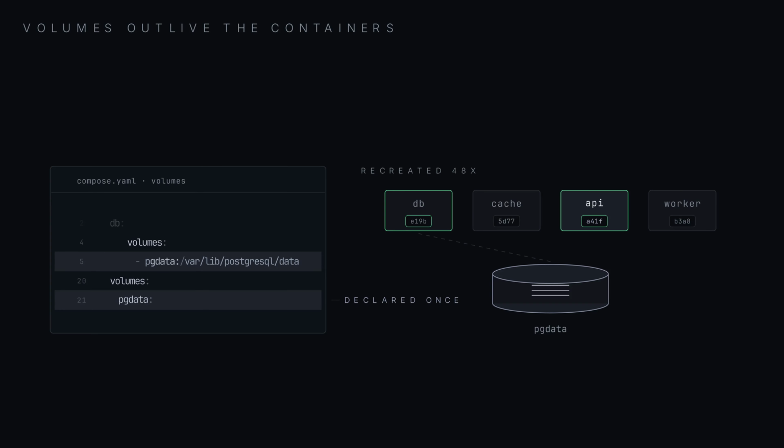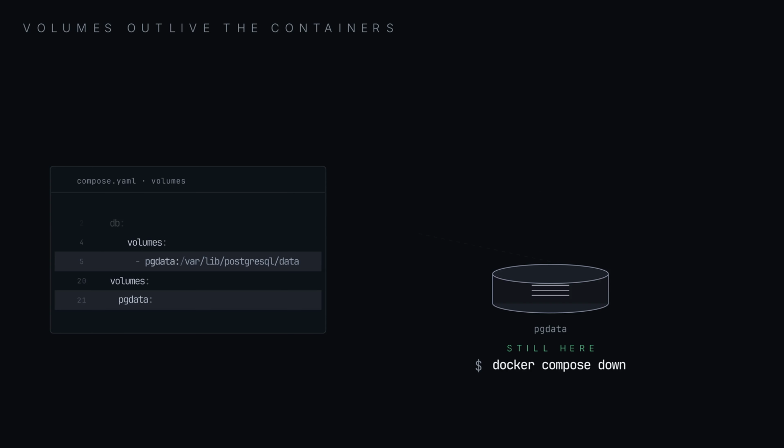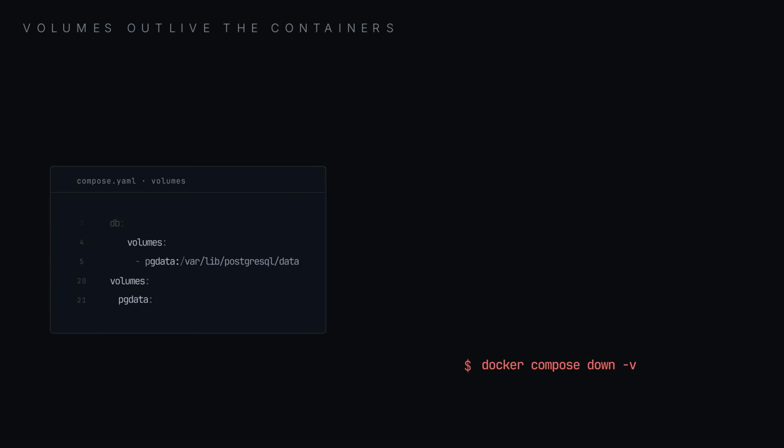A volume is created once, mounted in, and left alone when the container around it is destroyed, so Postgres can be recreated 50 times and keep its data. This is also what quietly confuses people at cleanup time. Down removes containers and the network and leaves named volumes exactly where they are, which is a deliberate refusal to delete your data just because you stopped a stack. That database, with the schema from 3 migrations ago, is still sitting there, still mounted on the next up. Removing it takes down with the volumes flag, and you have to mean it.